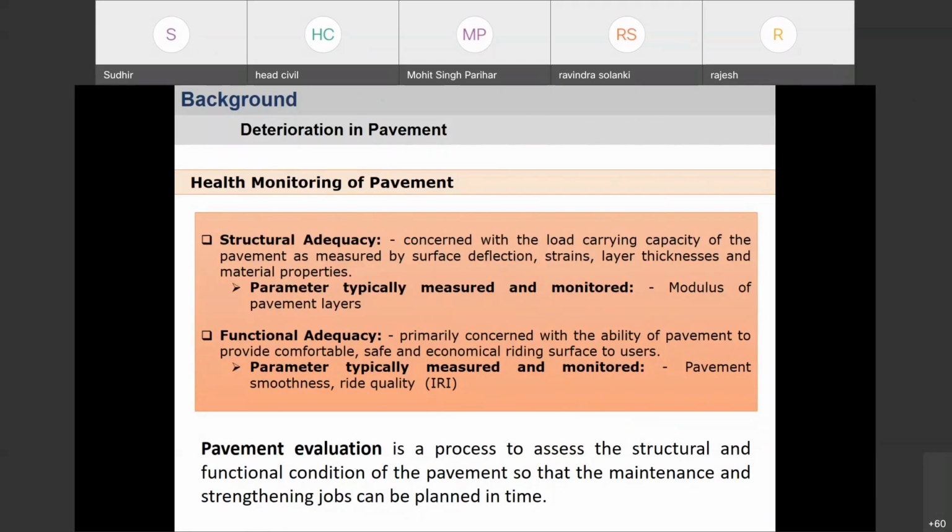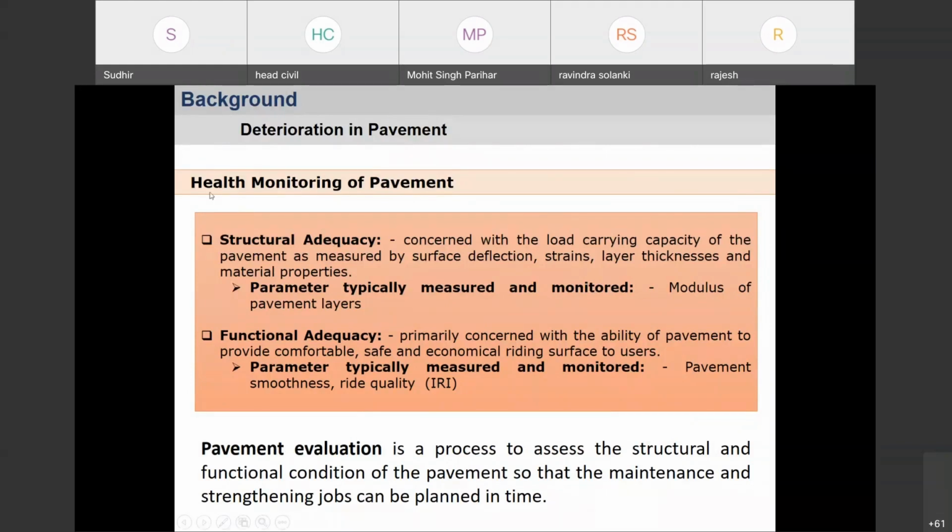Okay. So the typical parameter that we like to measure and monitor here is basically the modulus of the payment layer. If you know what is the existing modulus, or in situ modulus, of the existing payment structure, then you can understand what is going to be its surface deflection and what is going to be its strain values. Okay.